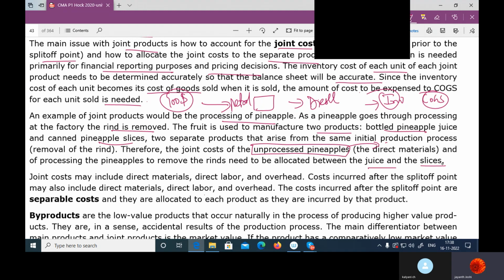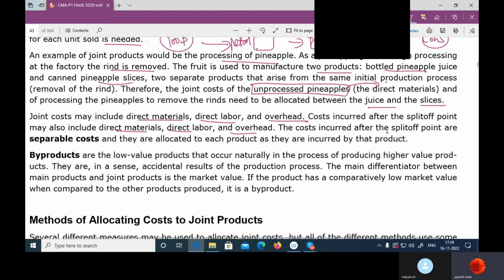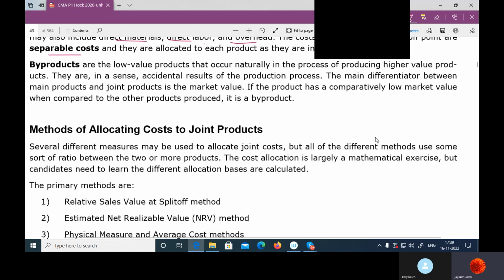So the process has undergone that, they have removed the rind and processed it, and these two products have come out. Now, joint cost may include direct material, direct labor and overhead. Cost incurred after the split off point may also include material, labor, overhead. I have already explained all these things with the diagram, correct? The costs incurred after the split off point are separable cost, and previous to that is joint cost, and I have explained about the byproduct also.